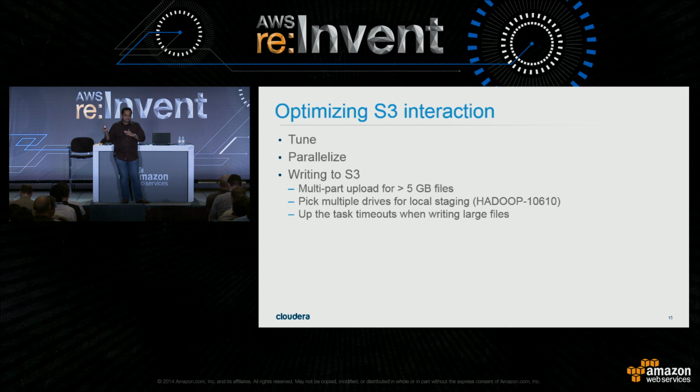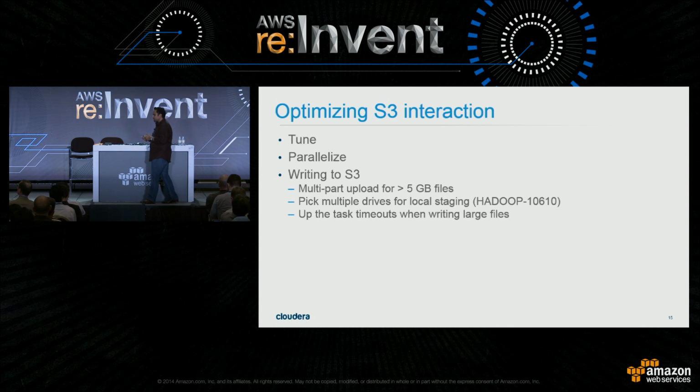So when you're writing to S3, there's multi-part upload that you can enable in the S3 connector, and that's just a standard configuration that is there under the hood. But you want to enable it in the Hadoop configuration so the connector knows to run that.